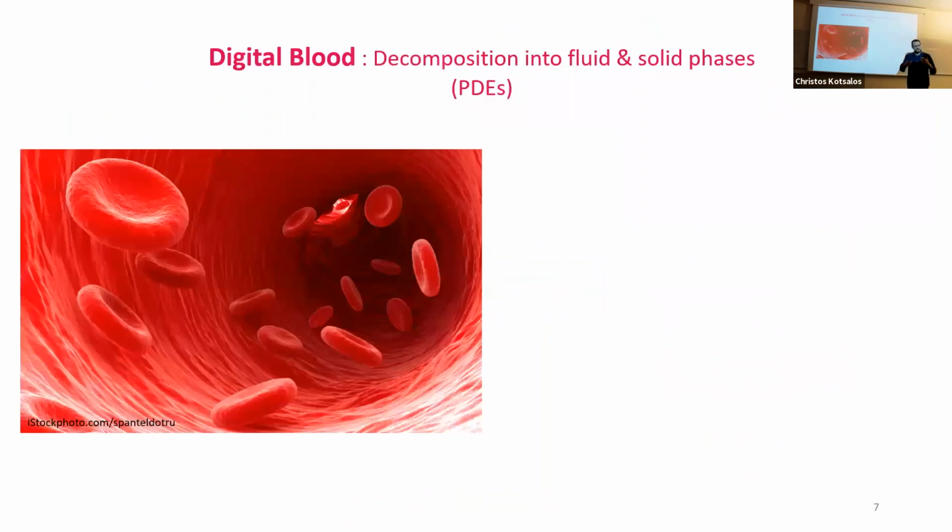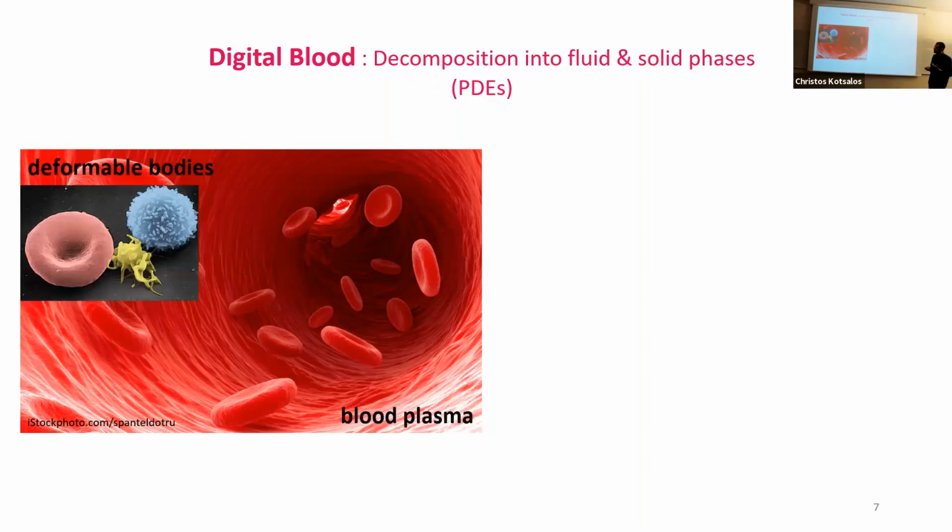So now let's start with the simulation of blood and how we can do it in computers. First of all, I'm going to discuss the partial differential equations, the continuous equations that we are trying to resolve. Blood is a complex suspension, and we need to decompose it into fluid and solid phases. On one hand, we have the deformable bodies, like the red blood cells, platelets, and white blood cells. On the other hand, they are submerged in the blood plasma.